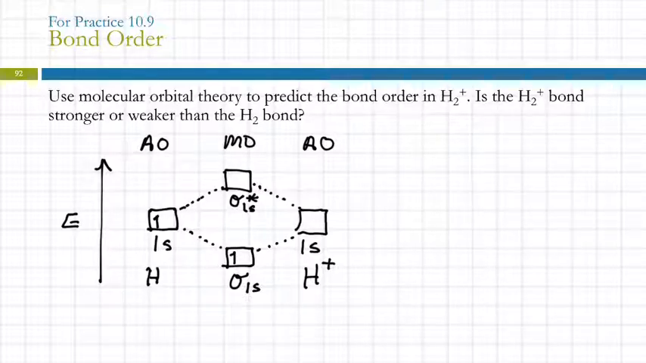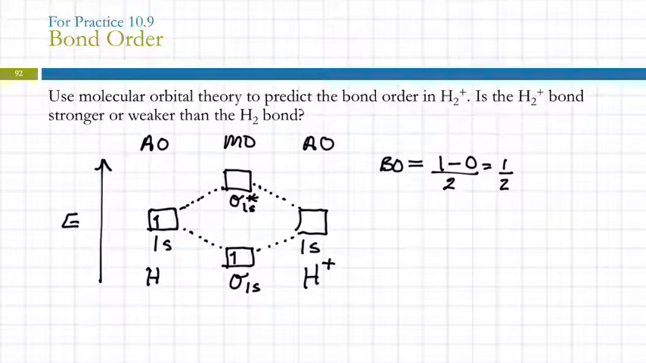So they're asking us to predict the bond order. You draw the molecular orbital diagram, and then the bond order equals the number of electrons in bonding orbitals, so that's 1, minus the number in antibonding orbitals, which is 0, divided by 2, so that equals 1/2, right? So this is the answer to the first question, or instruction, predict the bond order.